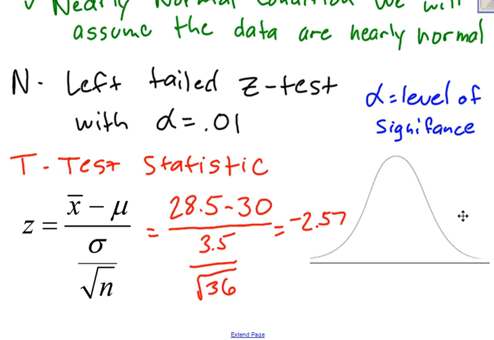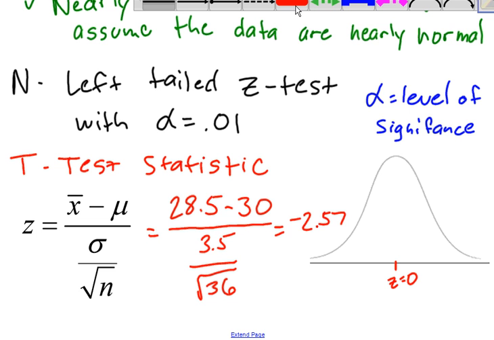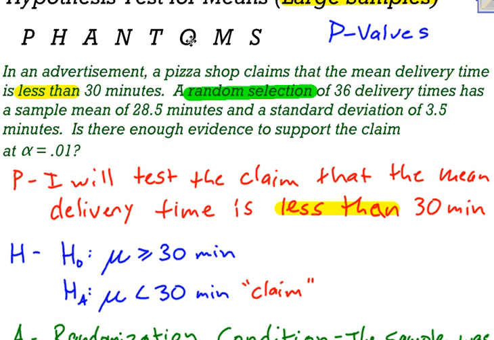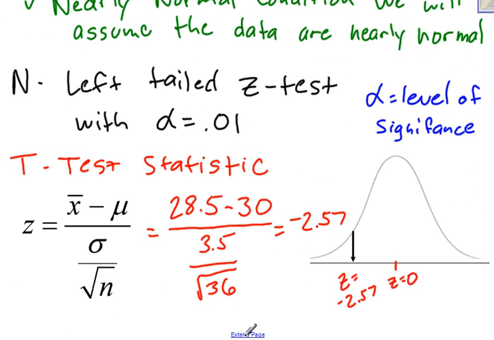Well, where does that show up on my picture? Well, a z-score of negative 2.57 on my picture is going to be over here in this area. Remember, a z-score in the middle of a normal distribution is always 0. So a z-score of negative 2.57 is going to be somewhere over here. So I will label this z equals negative 2.57. And I have found my test statistic. If I go back to phantoms, the next letter is O. And O stands for obtain the p-value.